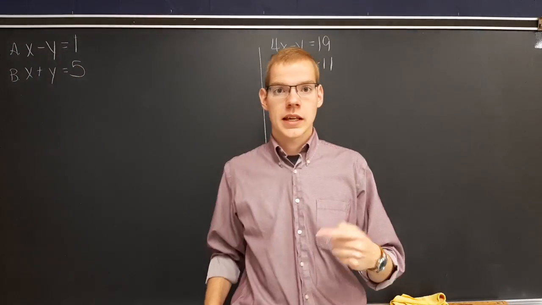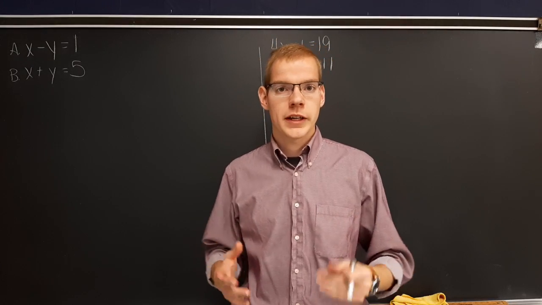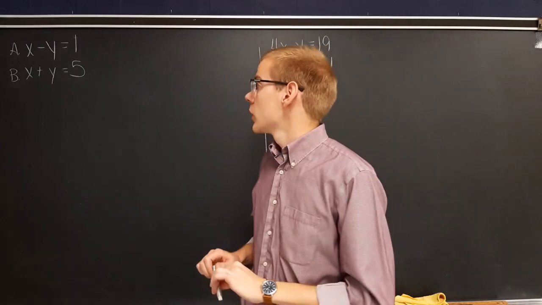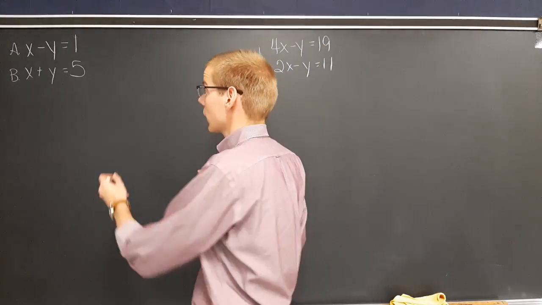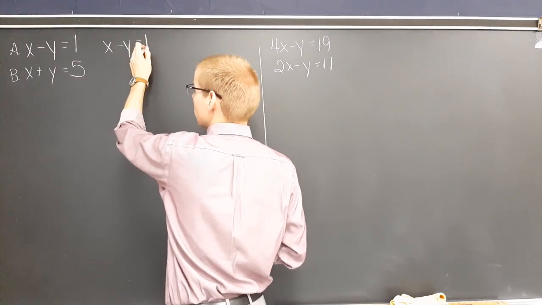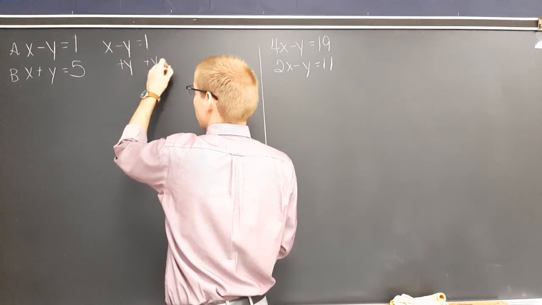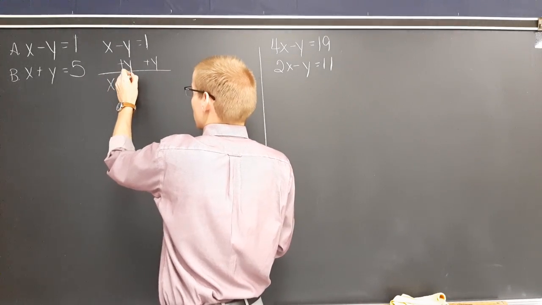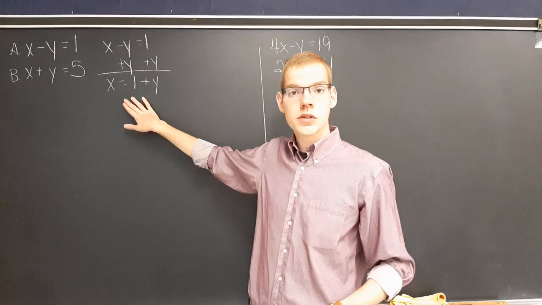Go ahead and do these on a separate piece of paper as well. That way you know what you're doing. You don't always have to go back to the video. So A and B. Now let's solve A for x, which is x minus y equals 1. Solve it for x, so you have to bring over the y, plus y. x equals 1 plus y. You've solved this as far as you can.